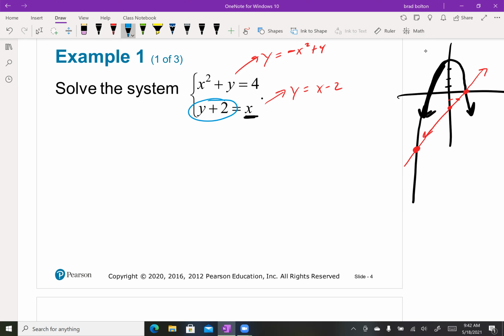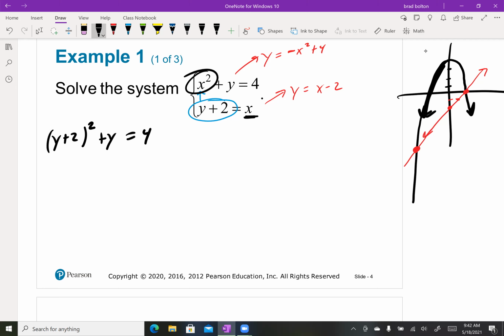I'm going to take y plus 2, and I'm going to put it right there for x. And again, you could choose other ways to do substitution. This is just the one that looks quickest to me. So this is going to become (y plus 2) squared, because remember, the x is being squared, plus y equals 4. So I took one equation and I substituted it into the other.